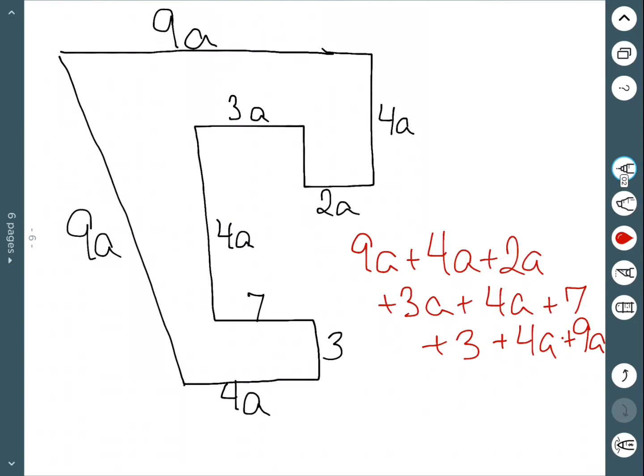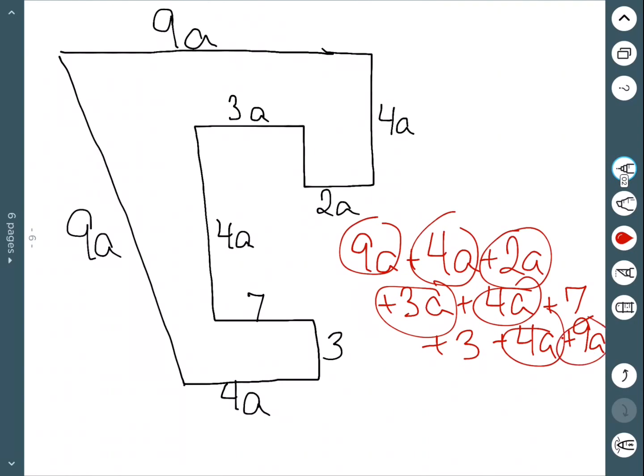We want to add all the a's. 9 plus 4 plus 2 plus 3 plus 4 plus 4 plus 9 gives me a 35a. I then also have the 7 and 3 to get 10.